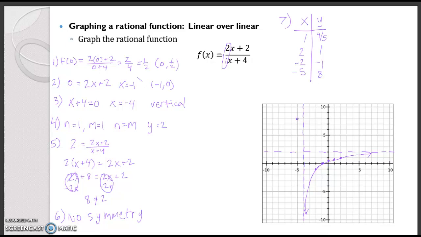And you can check these values, just to plug them in and get practice. When I plug in -6, I should get 5. And then when I plug in -7, I should get 4. So I'm going to end up going up to infinity, and then as x goes to infinity, I'm going to go down to y equals 2.